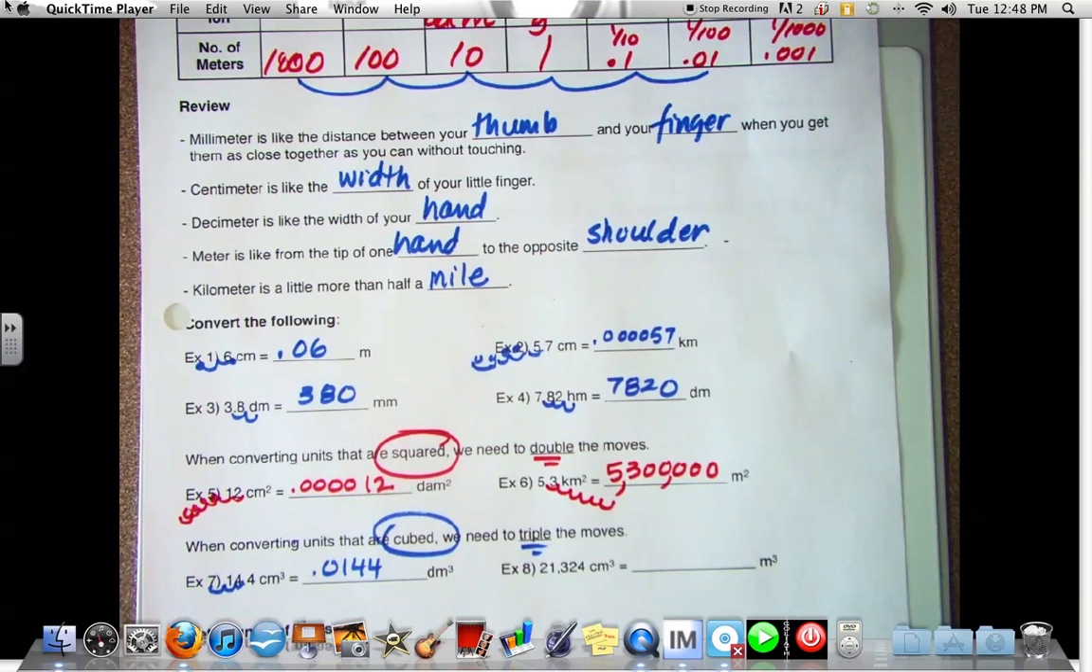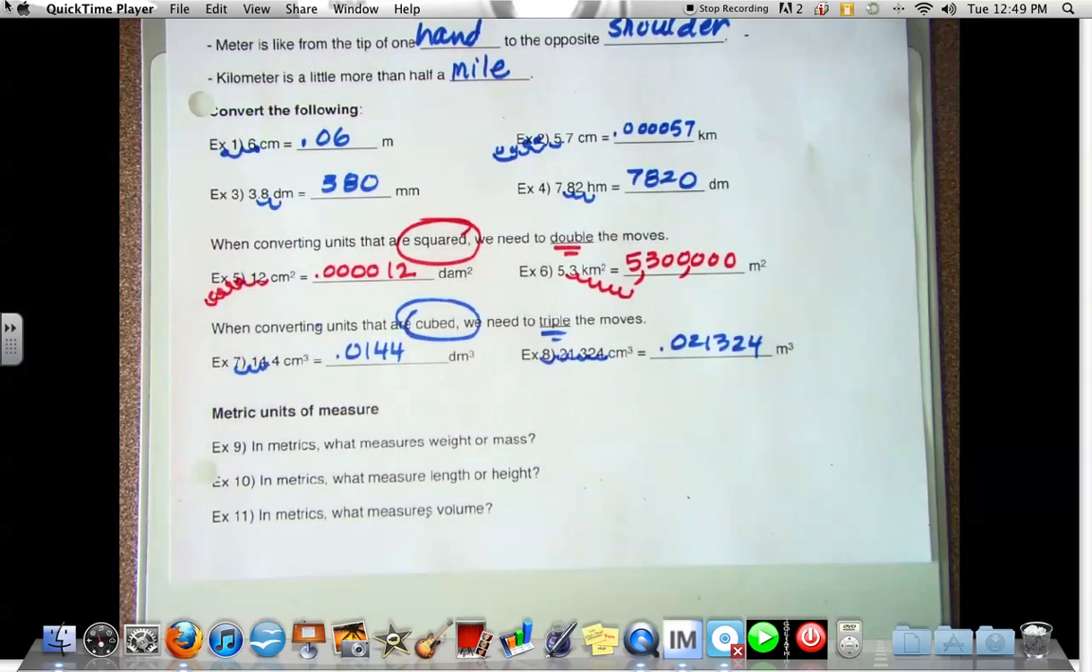Example 8, 21,324 cubic centimeters. We need to change it to meters. So centi to meters, how many do we move? But because it's cubed, we're going to move how many? 6. And where's our decimal? After the 4. So we're moving 1, 2, 3, 4, 5, 6. So we have 0.021324 meters cubed. Questions?